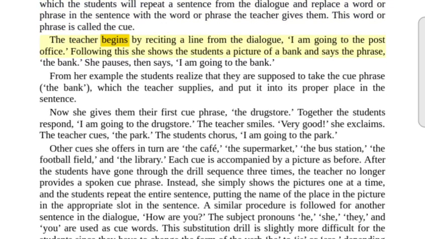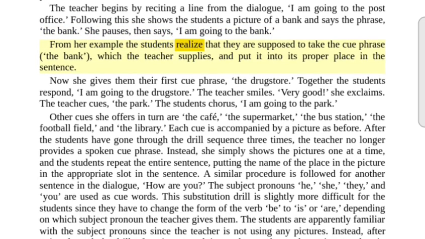The teacher begins by reciting a line from the dialogue, I am going to the post office. Following this, she shows the students a picture of a bank and says the phrase, the bank. She pauses, then says, I am going to the bank. From her example, the students realize that they are supposed to take the cue phrase, the bank, which the teacher supplies, and put it into its proper place in the sentence.